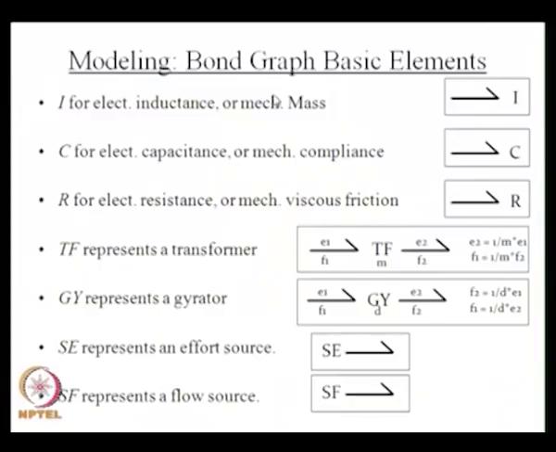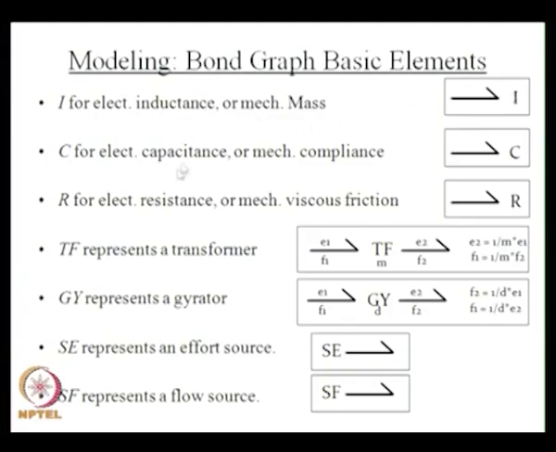Now there are some basic elements in Bondgraph modeling. These are the most basic building blocks for making the Bondgraph. The first element is the inductance or I. The I element represents the electrical inductance or mechanical mass or inertia. So any electrical inductance, mass or inertia can be represented by an element I. That is shown in the diagram here. This is the representation of an I element, with the I and a bond.